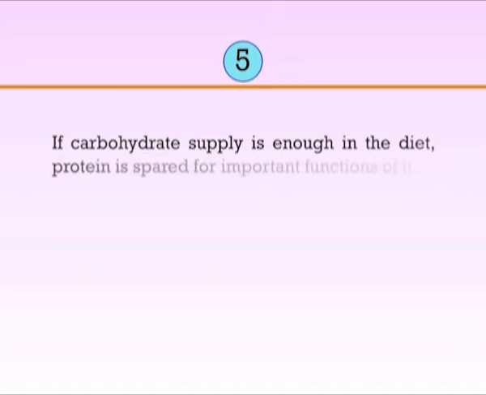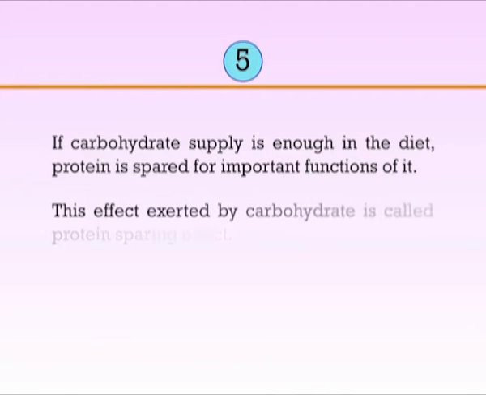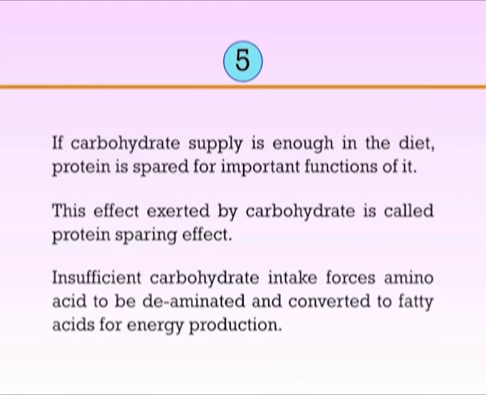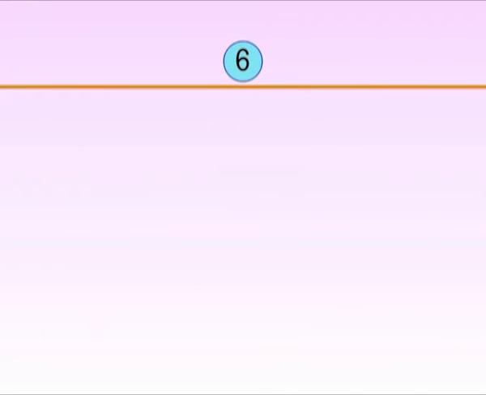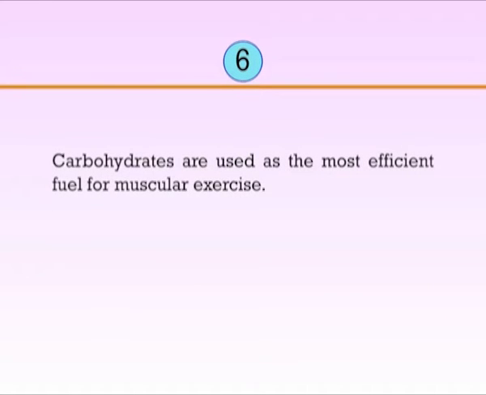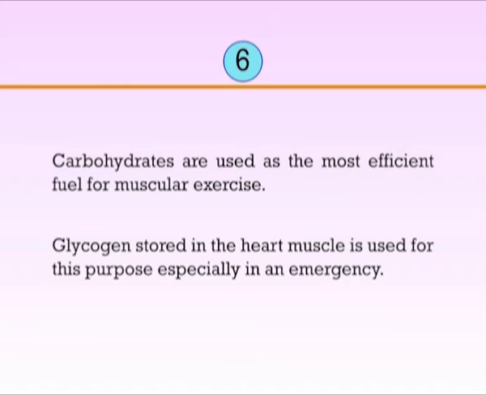Number 5, if carbohydrate supply is enough in the diet, protein is spared for its important functions. This effect, exerted by carbohydrate, is called the protein sparing effect. Insufficient carbohydrate intake forces amino acids to be deaminated and converted to fatty acids for energy production. Next, number 6, carbohydrates are used as the most efficient fuel for muscular exercise. Glycogen stored in the heart muscle is used for this purpose, especially in an emergency.